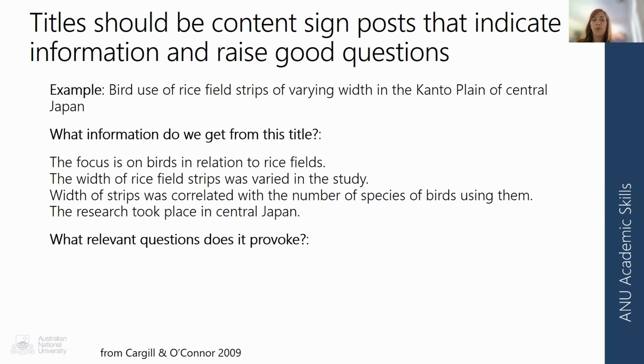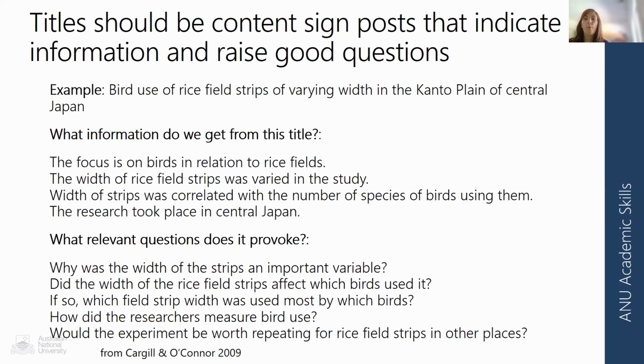And then it evokes some relevant questions, such as these. Why was the width important? Did it affect which birds used it? Which field strip width was used most by which birds? It evokes these questions in us, and that's what the researchers would want us to wonder about, because that's what their findings are all about. Okay, so that's just one example to think about, one way of creating a declarative statement about the topic itself.